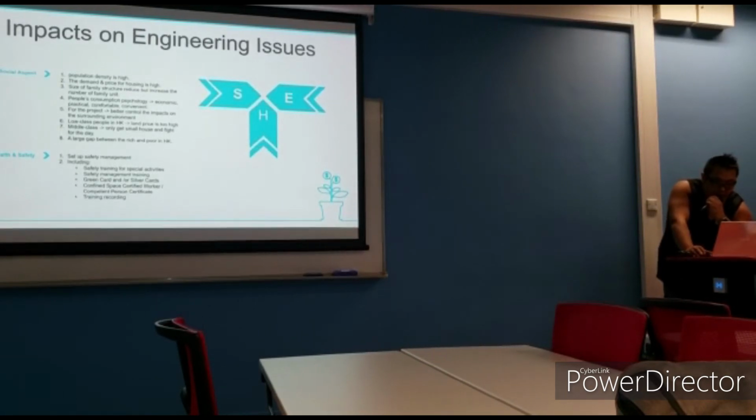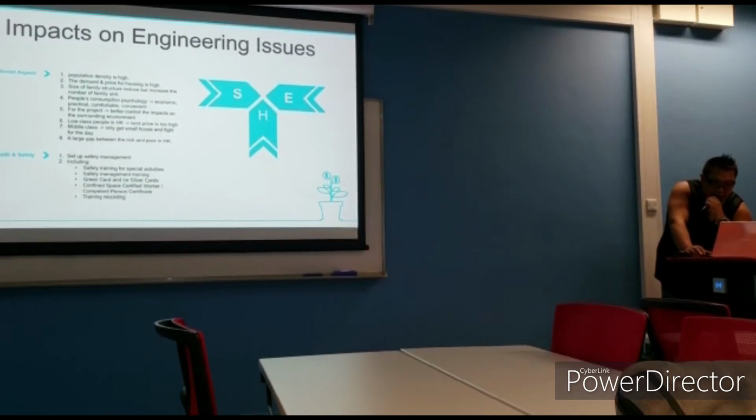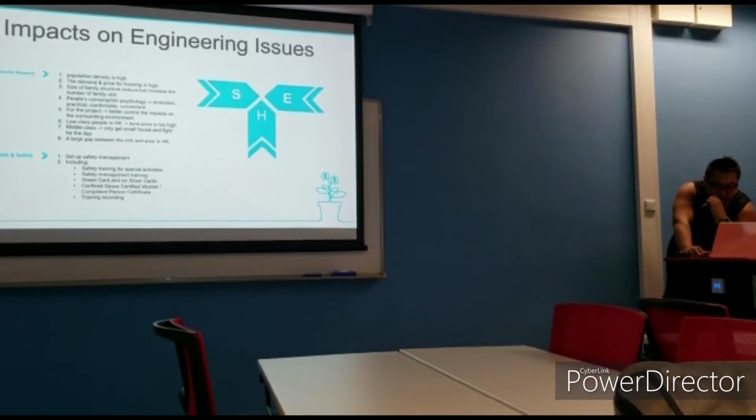For health and safety, the contractor should set up safety management, including safety training for special activities, safety management training, green card and silver card, confined space certified workers, and training records.